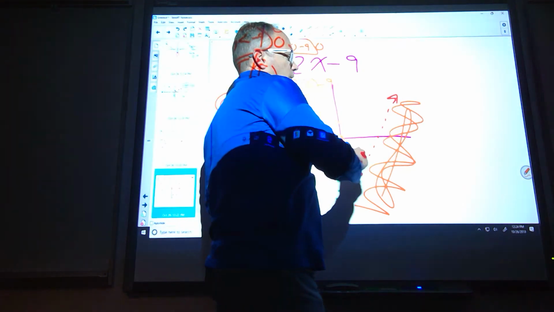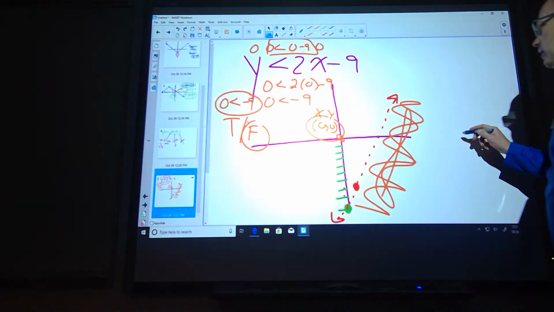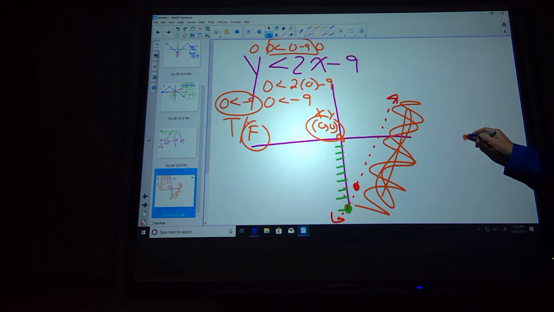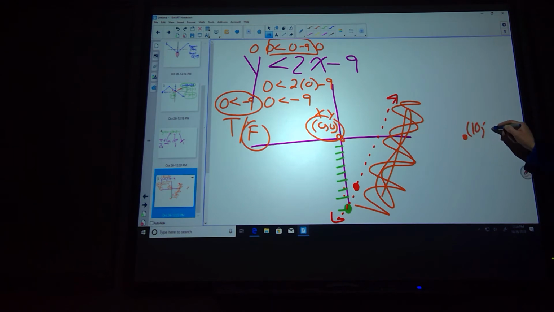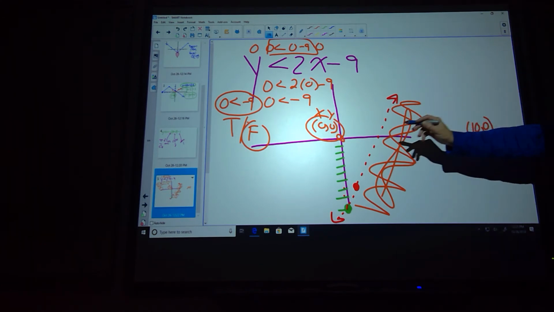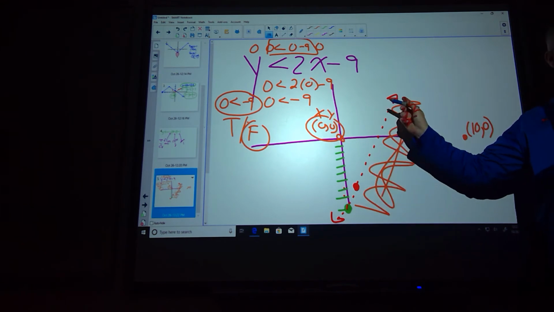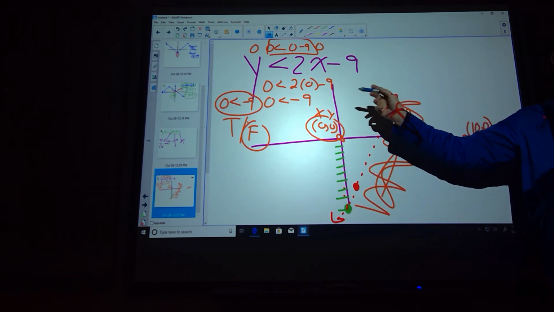But then why do you shade? So I pick where it's going to give me true. Wait, if this side is true, but the answer is false, why'd you shade that side? Because where was it false? On the left or the right? On the right. Where's the 0, 0? On the left or the right of my picture? 0, 0 is here, my line's here. So on this side, on the left, everything is false.